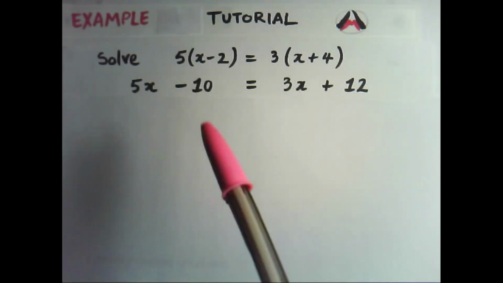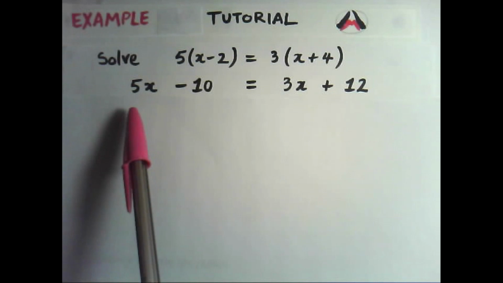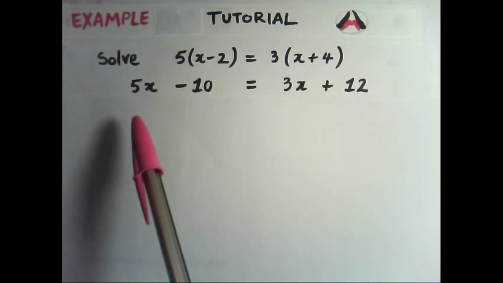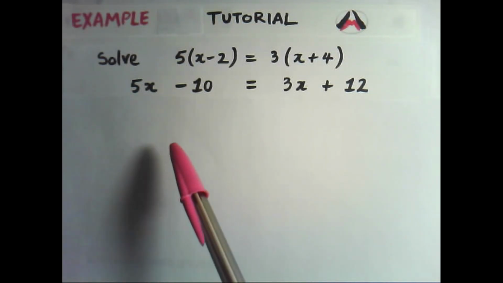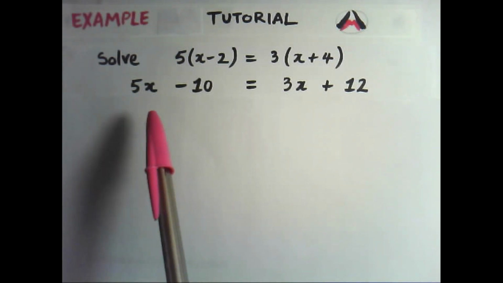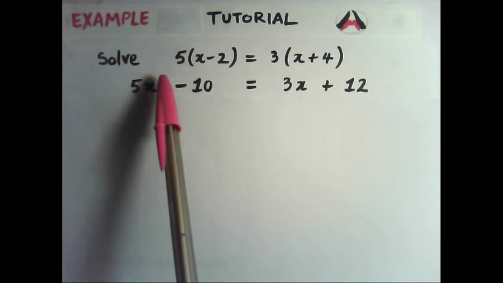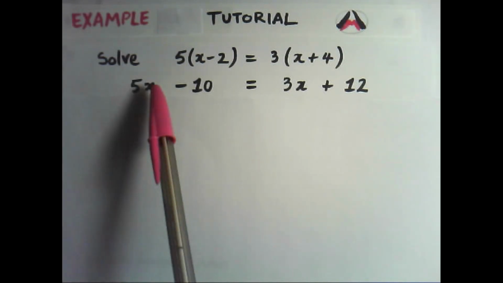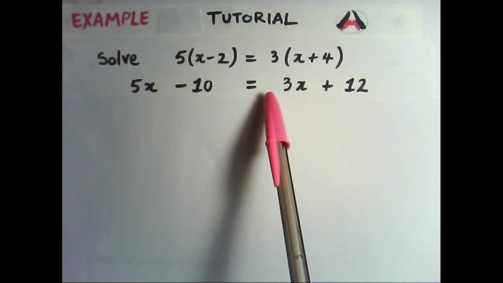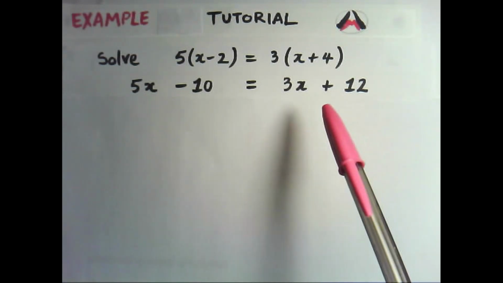Now we have two choices regarding what we need to do with the x terms. Do we subtract 5x from both sides, or do we subtract 3x from both sides? Both options are possible, but if at all possible, we would like to keep our x term positive. So if we subtracted 5x from both sides, 5x minus 5x would give us 0 and that would disappear, which is fine. But we would get 3x minus 5x, and that would give us a negative 2x. And so we want to try to avoid having to deal with a negative 2x.